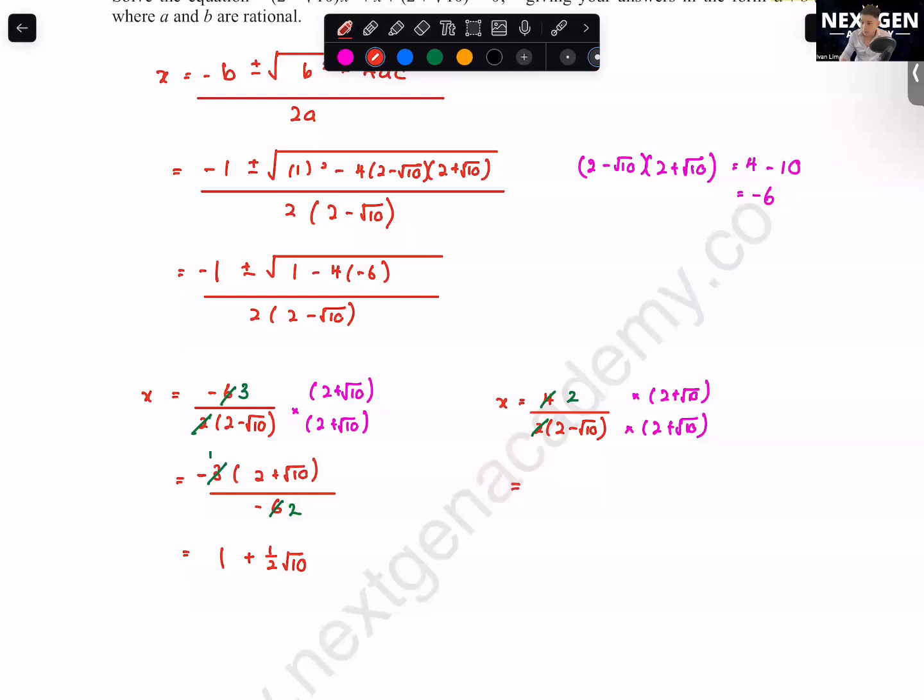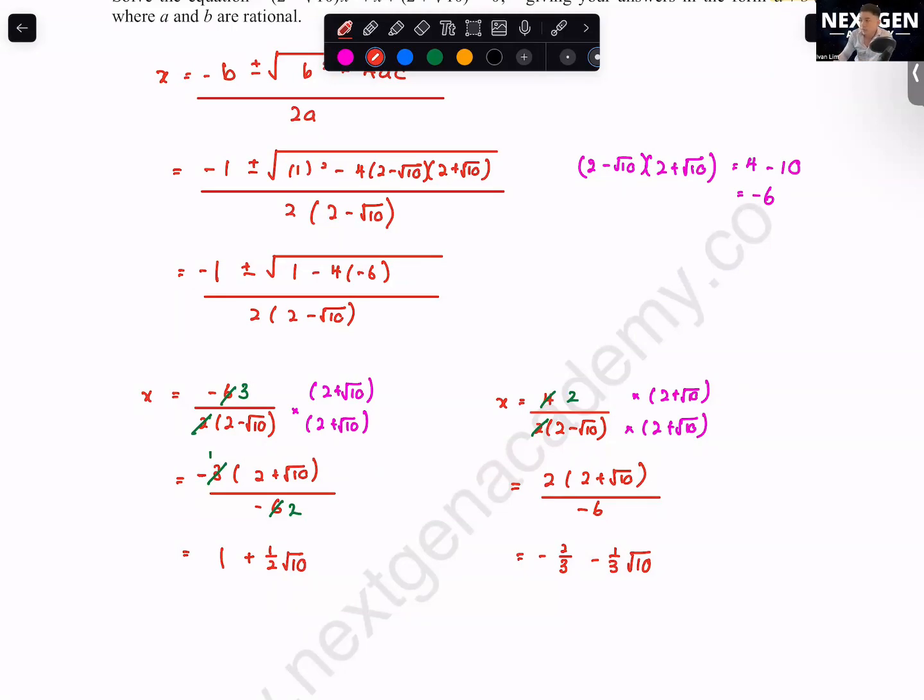Alright, so here, this is the same thing. So 2 plus sub 10 over negative 6. Go simplify it. You get negative 2 over 3 minus 1 over 3 sub 10. Write it in this form because the question says they want it in A plus B sub 10. They don't try to do some other values.